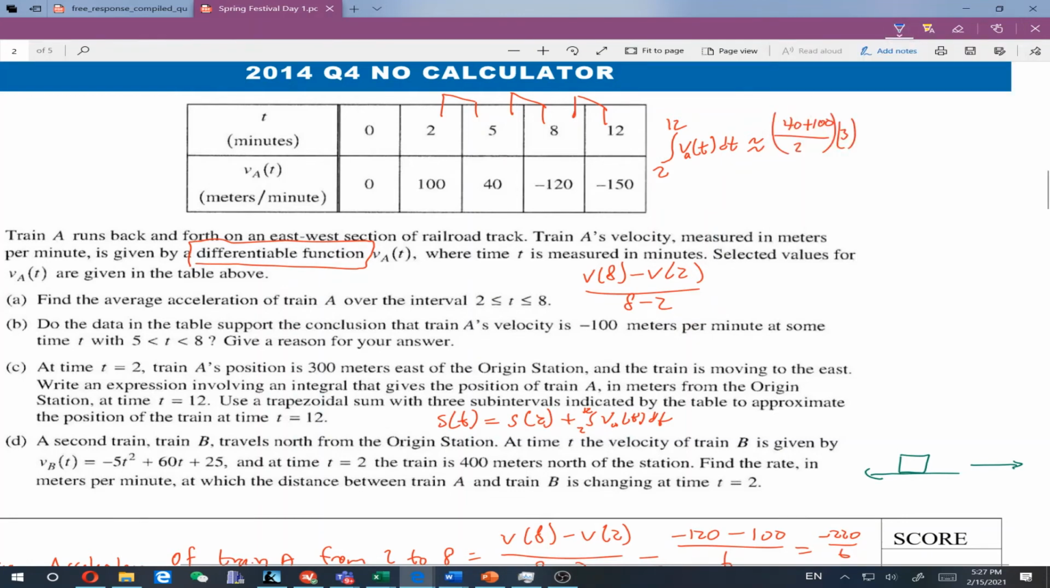Train B is traveling north from the original station. What we want to find is the rate in meters per minute at which the distance from train A to train B is changing at the time t equals 2. At the time t equals 2, we had positive velocity from 0 to 100, which means we should be still to the right of the station. So our distance between train B and train A would be this black line here.